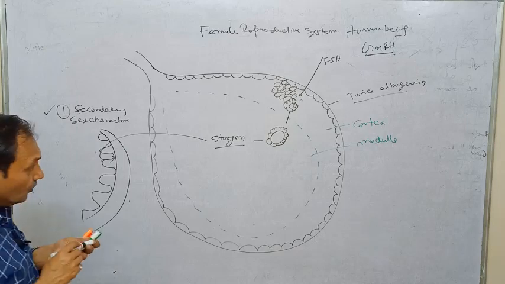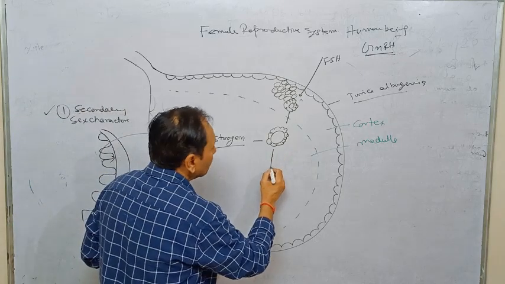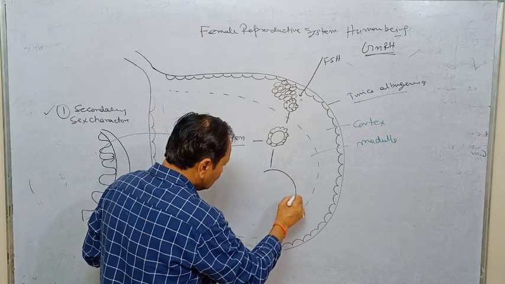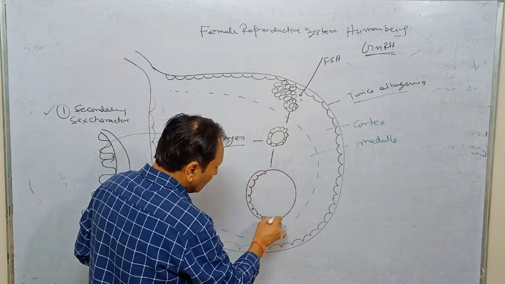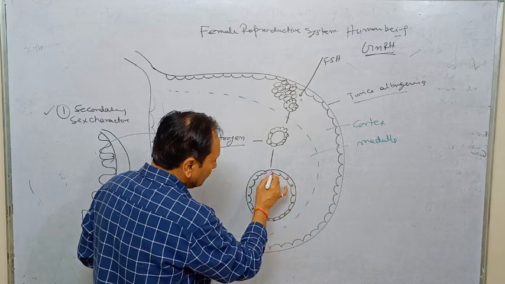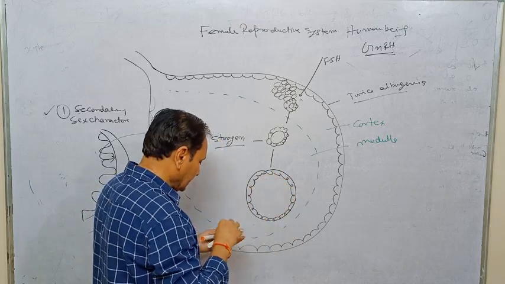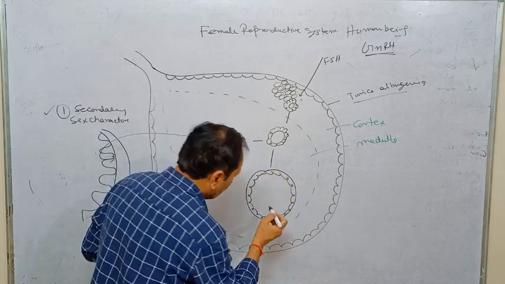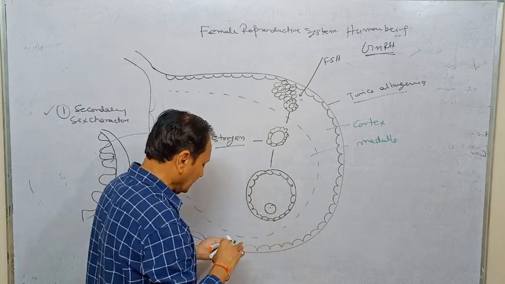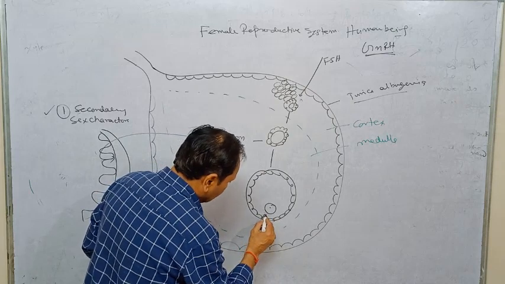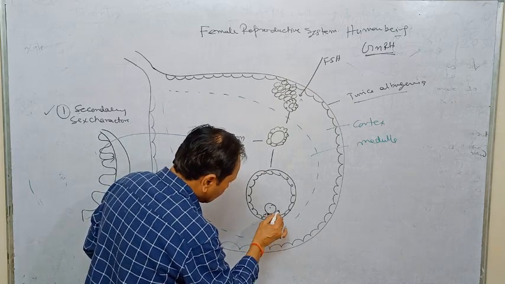Okay? Now, again, it will come here, and in this case, what happens? A granulosa layer is formed, and in the secondary oocyte, what happens? This granulosa layer will form like this.